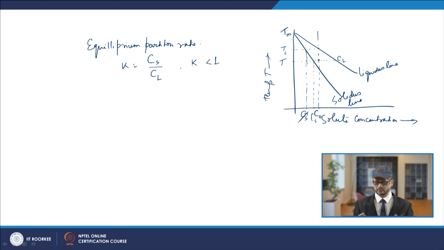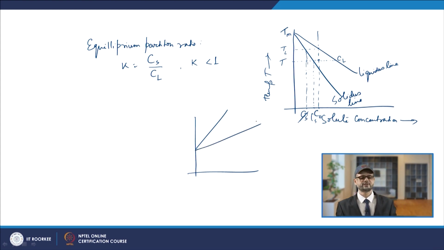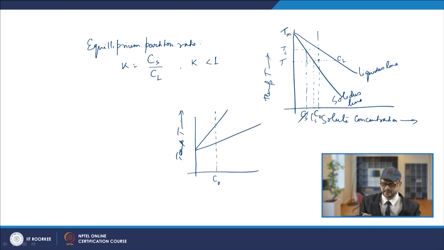Now, if you talk about another kind of phase diagram, where the phase diagram goes like this. In this case, if you come to any composition C naught, again the temperature T goes like this, and this is your solute concentration. As you come down, at any temperature T, with this being your Tm, this is your solidus line and this is your liquidus line.